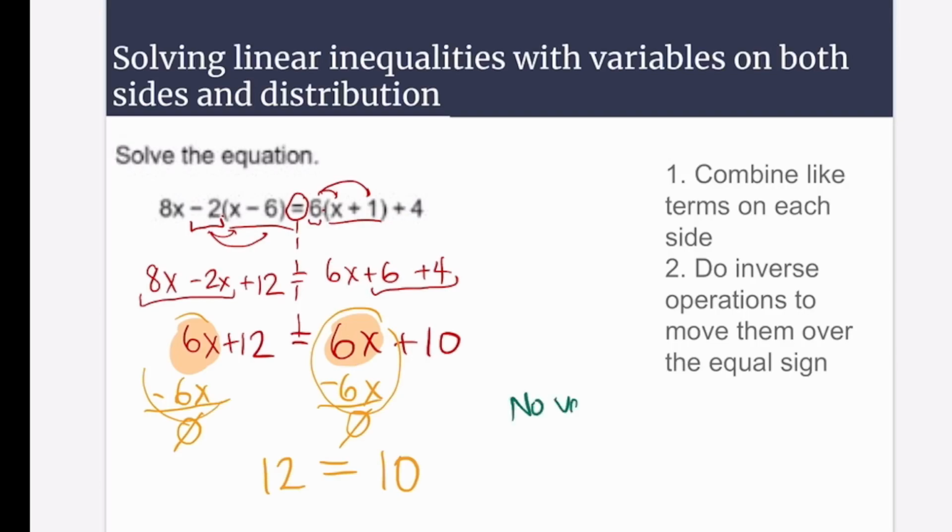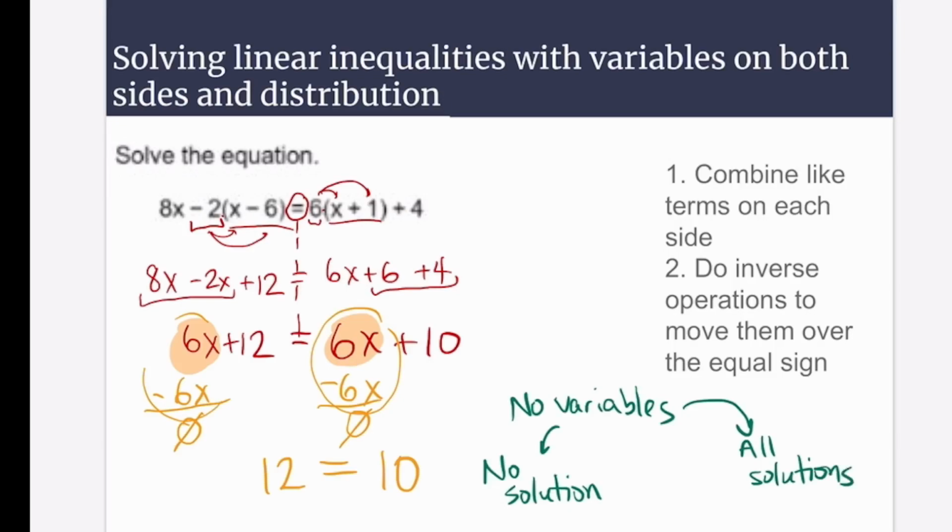There's no variables. So when you solve an equation and there's no variables, you have two options. It's either going to be no solution, or it's going to be all solutions, meaning every number is going to work for all solutions or no number is going to work for no solution. This literally comes down to whether you have a true or a false statement. If there's no variables, we're literally just looking at numbers. 12 is equal to 10.